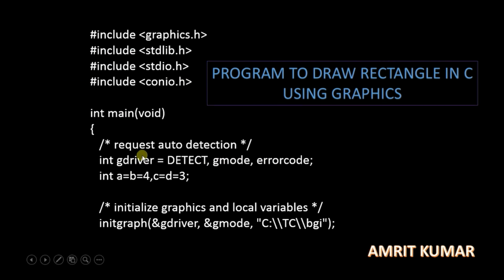And here, this is the program to draw a rectangle in C language using the graphics. So first of all, we have to declare the header files. So this is #include graphics.h. This is #include stdlib.h. This is #include stdio.h, and this is #include conio.h. stdio stands for standard input output header file, and conio stands for console input output header file. And I have told you each and everything about the header files, what is the work of graphics.h, what is the work of stdlib.h, what is the work of stdio.h, and what is the work of conio.h.